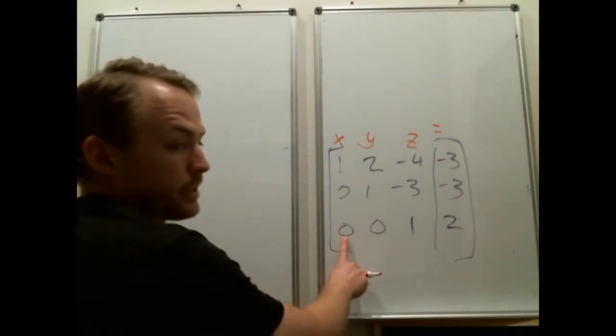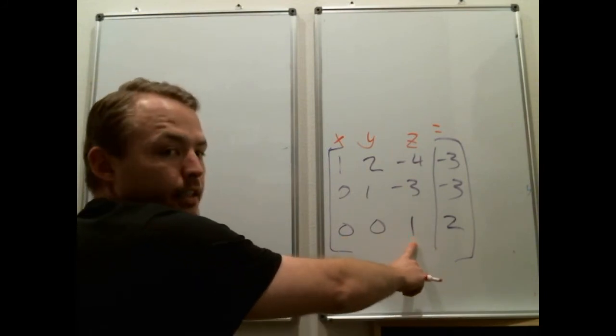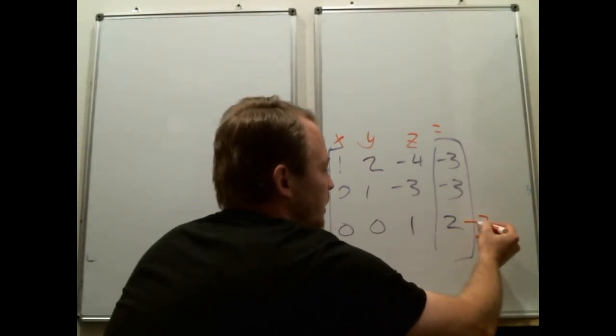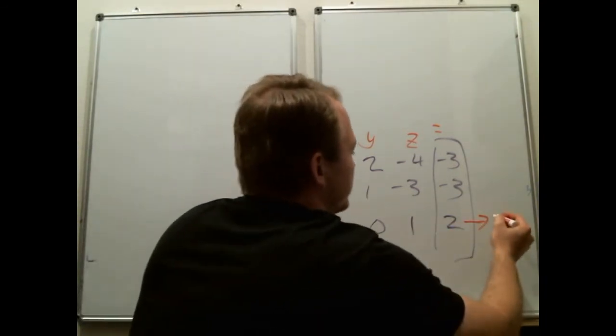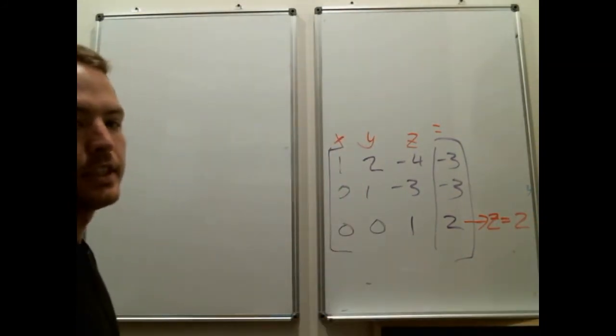So this means that there are 0 x's, 0 y's, and 1 z. That's equal to 2. So this bottom row pops out the answer for z. Z is equal to 2. Alright.